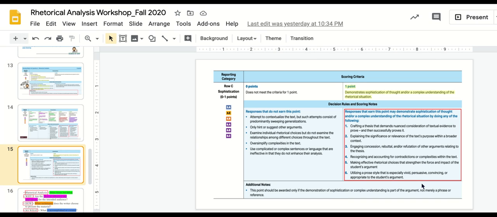Okay. Looking at the claims. What are the claims trying to say? How is the rhetorical strategy playing into the effect of those claims the writer is trying to get across? Making effective rhetorical choices that strengthen the force and impact of the argument and utilizes prose style that is vivid, persuasive, and convincing. When I say prose, I'm talking about how are you using your word choices in your writing? How are you using your transitional words and phrases? How are you connecting and bridging your ideas from your variations of sentences? That is style, and that is bringing in the reader.